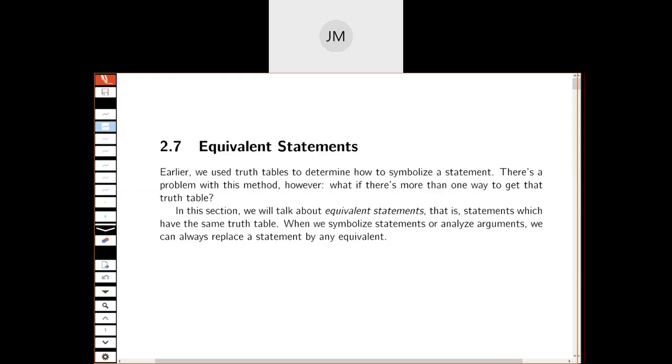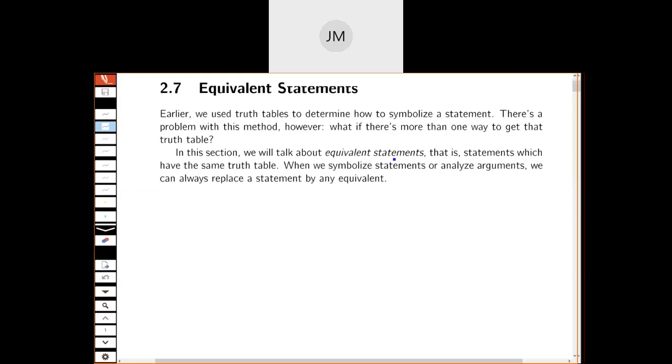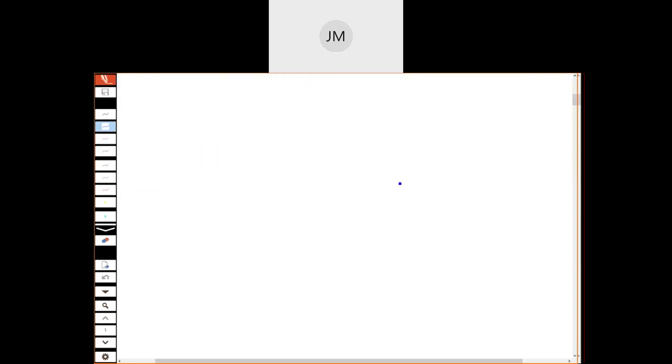So in English, we have lots of different ways of saying the same thing, and because we have such a variety of words, what we're going to look at in this section is what statements are equivalent to each other, which would have the same truth table, and which ones would not. And when we're working in logic, we can always replace one statement with anything that's equivalent to it. All right, so let's go ahead and look at some examples to illustrate what we're talking about here.